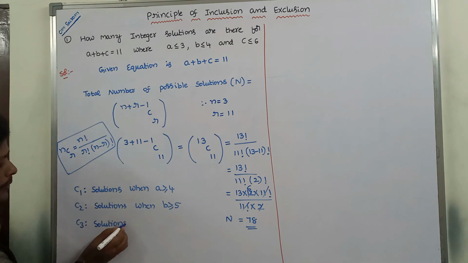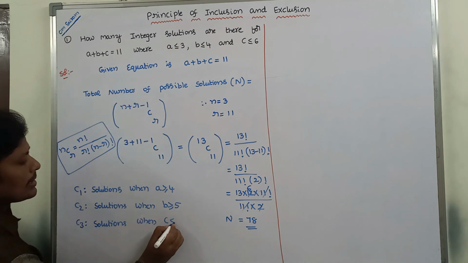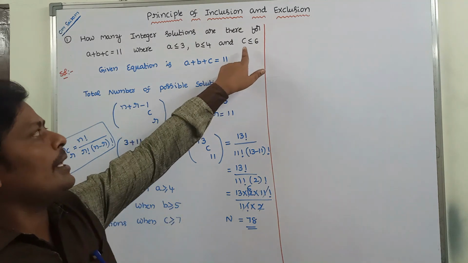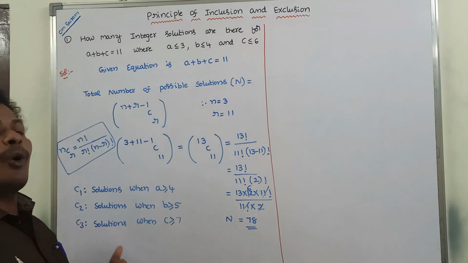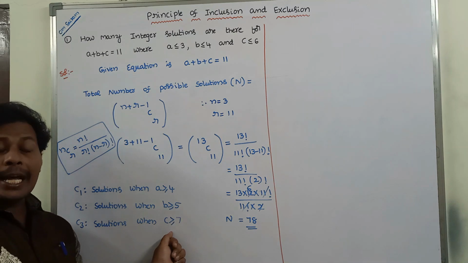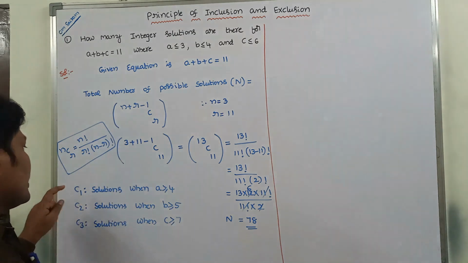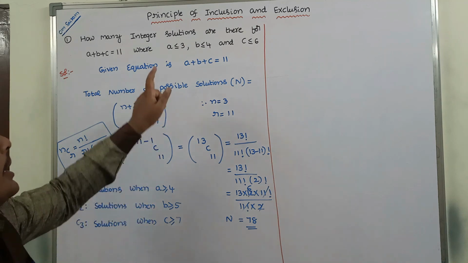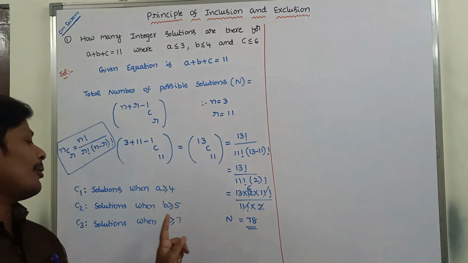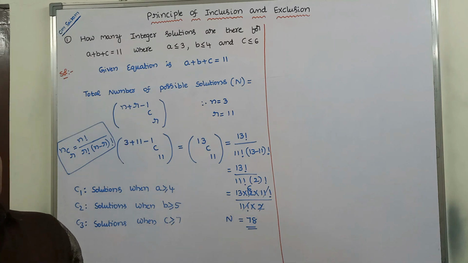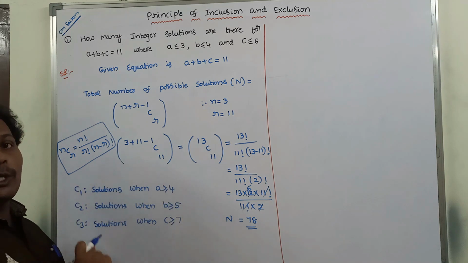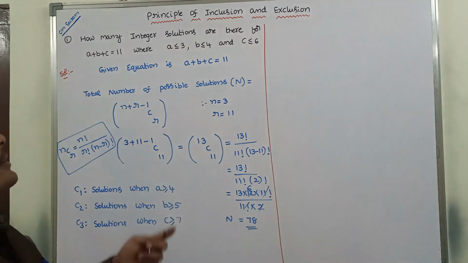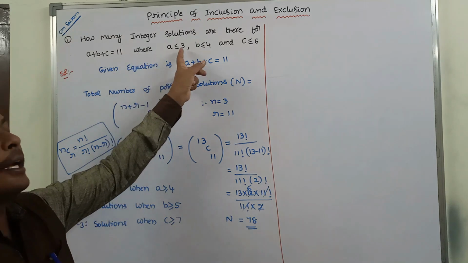Next one, C3, solutions when C is greater than or equal to 7. In the problem, C less than or equal to 6 is given, so we have to find out the possible number of solutions when C is greater than or equal to 7. So C1, C2, C3 are the possible solutions whenever A is greater than or equal to 4, B greater than or equal to 5, and C greater than or equal to 7 respectively. Once we find these solutions, we have to subtract them from the total solutions. Then we get the possible solutions for the given problem.